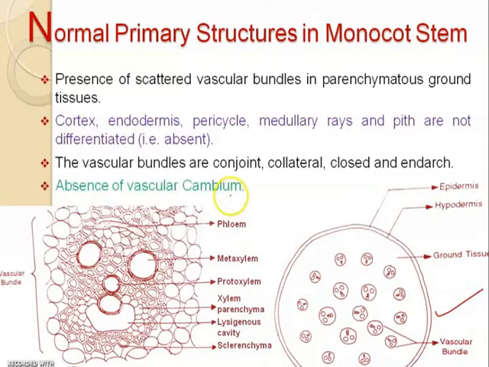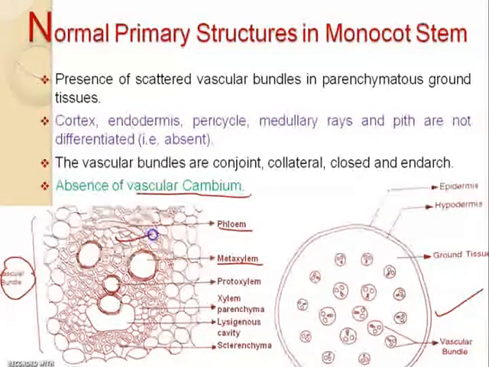And the vascular bundles are conjoint, collateral, closed, and endarch. Closed means absence of a vascular cambium. This is the portion of a vascular bundle of a monocot stem. In this case, between this metaxylem and phloem, vascular cambium is totally absent.